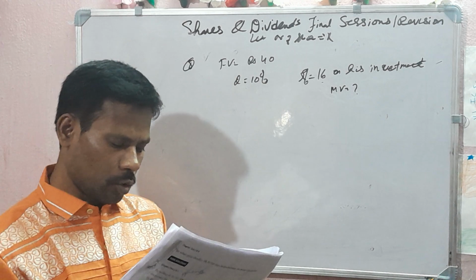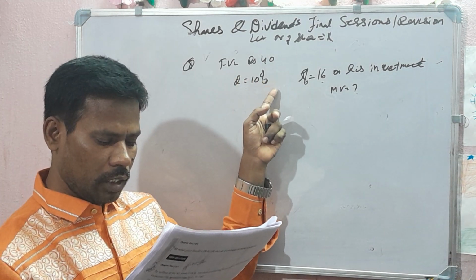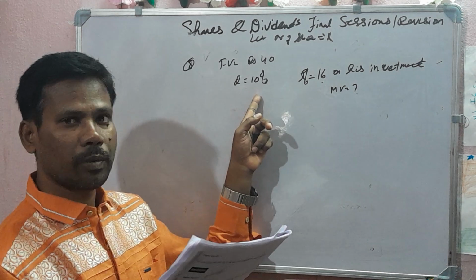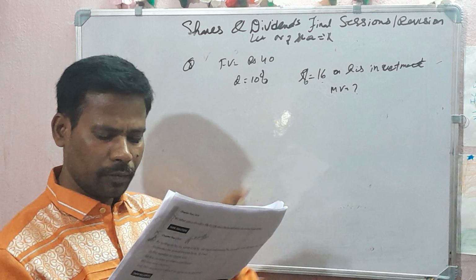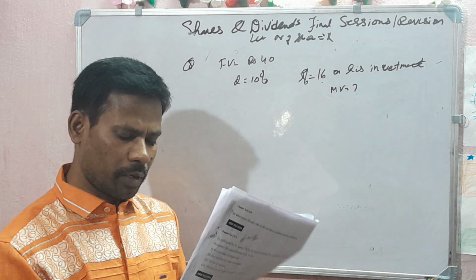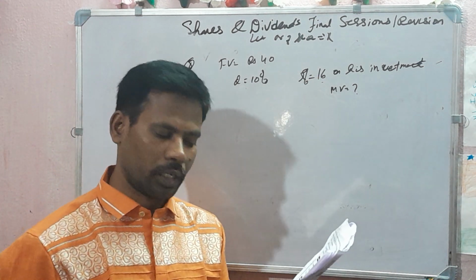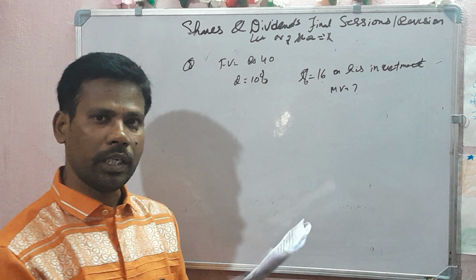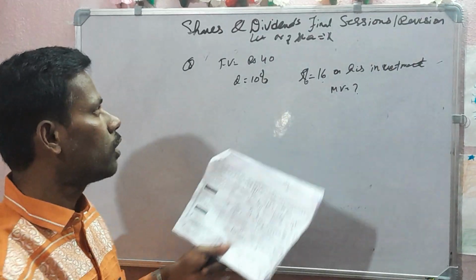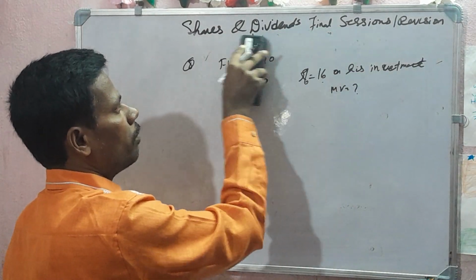Once again, a man buys rupees 40 shares, which means face value is rupees 40 per share, of a company which pays 10% dividend. Dividend is paid 10% by the company. Now he is purchasing the shares at such a price that he should get the profit of 16% on his investment. At what price did he buy each share means market value. So I told you, first write down all the given conditions, then come back to the problem.